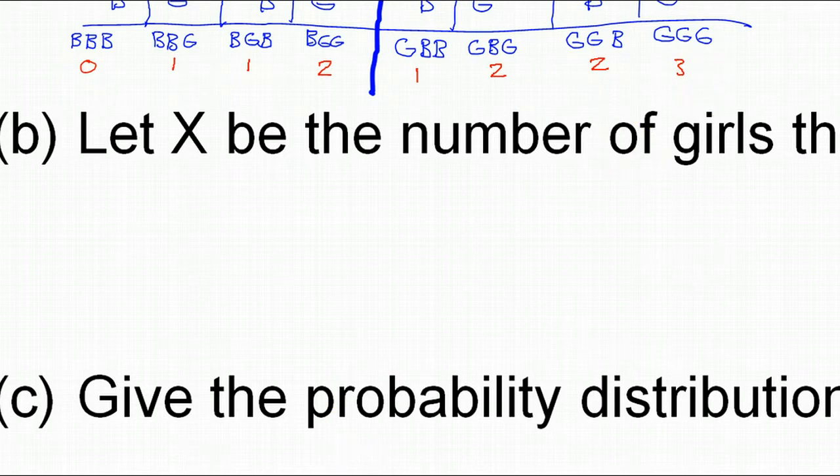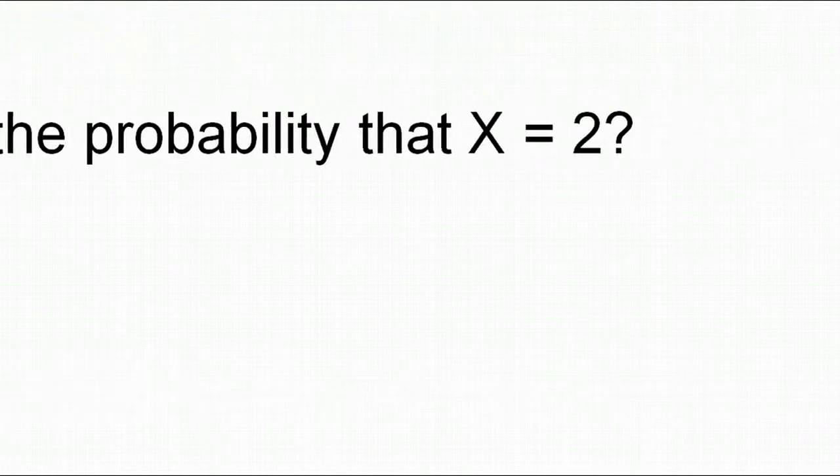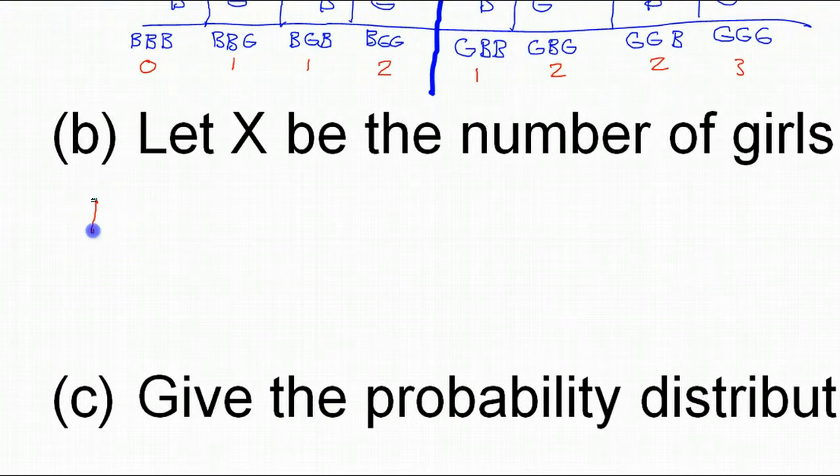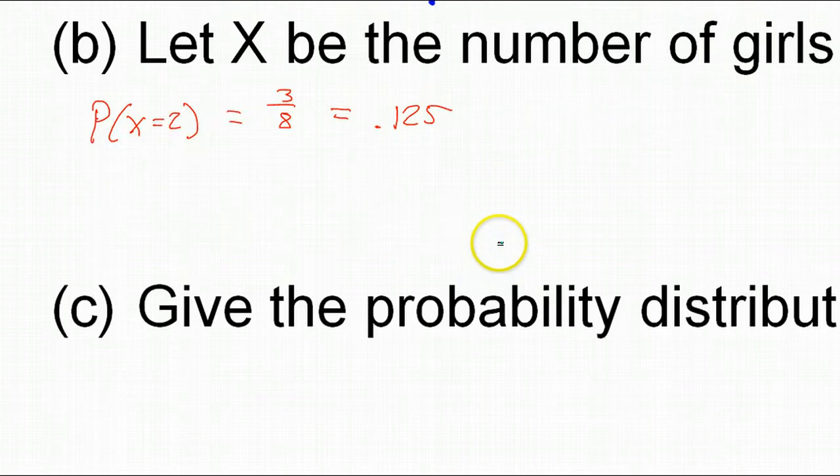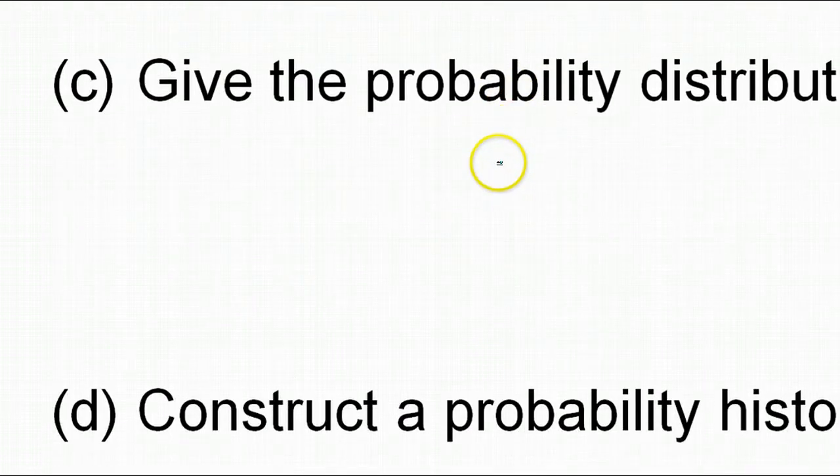Alright, so the probability of having 2 girls, in other words, the probability that X is equal to 2. Well, let's see. How many times were there 2 girls? 1, 2, 3. So that's 3 out of 8, because there's a total of 8 possibilities. So we have 3 chances in 8. So 3/8 is the probability. Or as a decimal, that would be 0.125. Okay, now give the probability distribution.